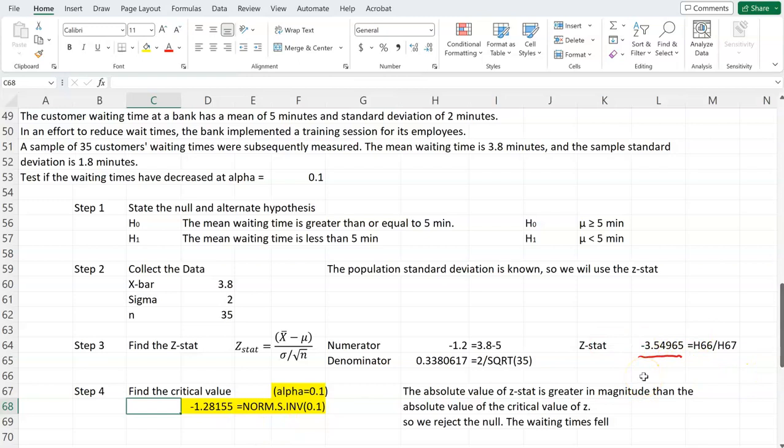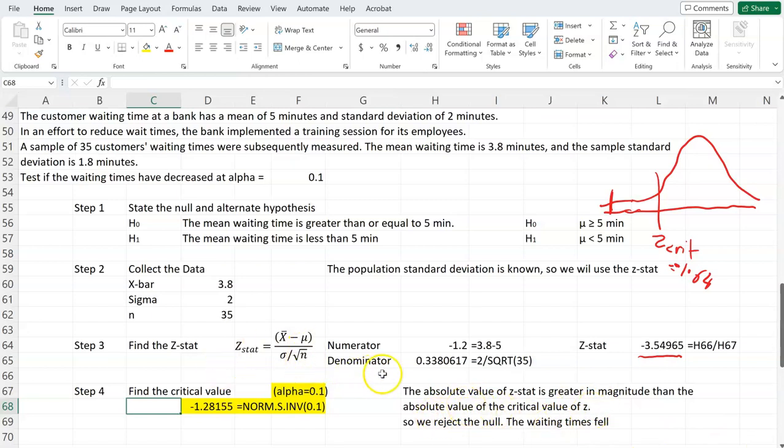Now if I draw it again, based on my diagram, I can see that again, just like before, this is my z-critical. It is going to be 1.64 negative. And my z-stat is way out here. So then we can say that the absolute value of z is greater in magnitude than the critical value, so we reject the null. The waiting times fell.